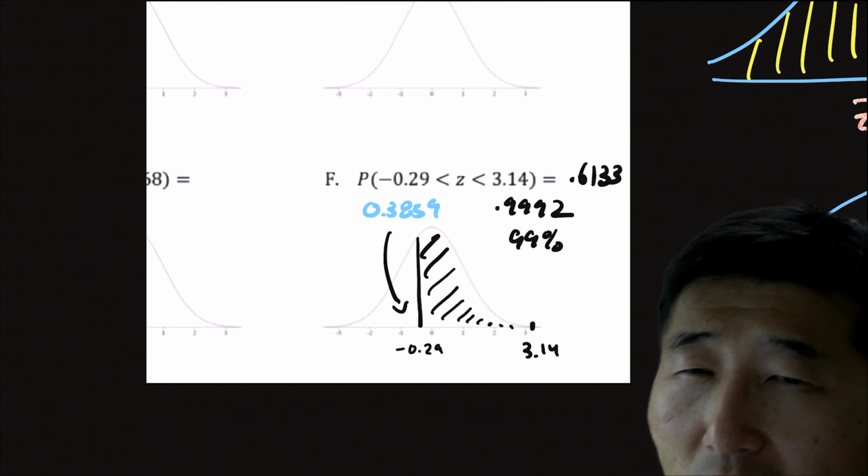I did like barriers. So I did negative 0.29 and then 3.14. And since z is less than 3.14, I would shade to the left. But since z is greater than negative 0.29, I would shade towards the right. And then it fills in the same area. Does that also work? Yeah.